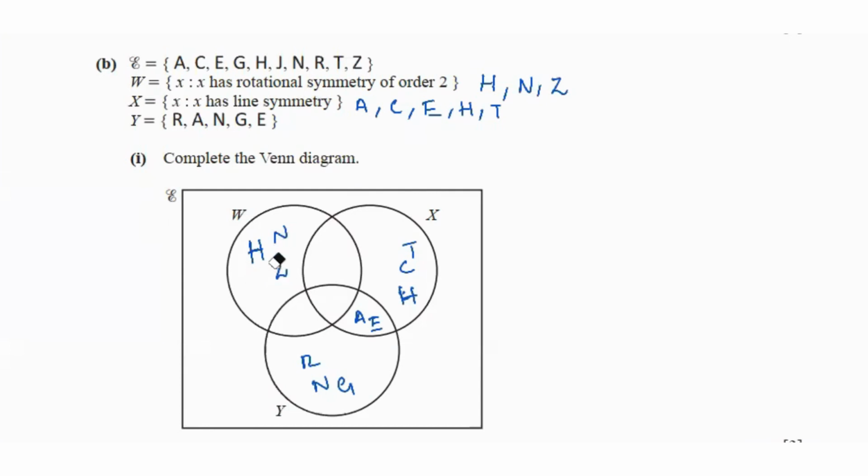Now, H, N, and Z, we can see that N is common between W and Y. So N comes over here, and we remove N from here. And between W and X, we have H common. So that comes over here. So which alphabets are left now? R, A, N, G, E's have been taken. So J is outside. And the G is also taken, H, J, N, R, T, Z. Yeah. So this is the complete Venn diagram.